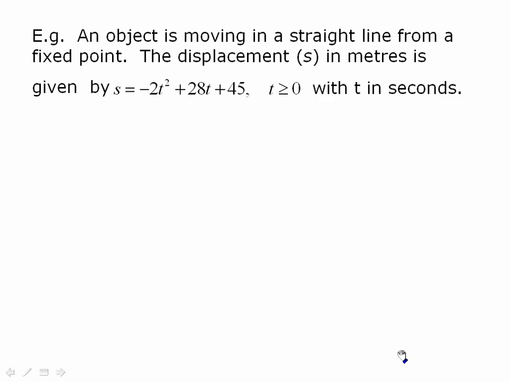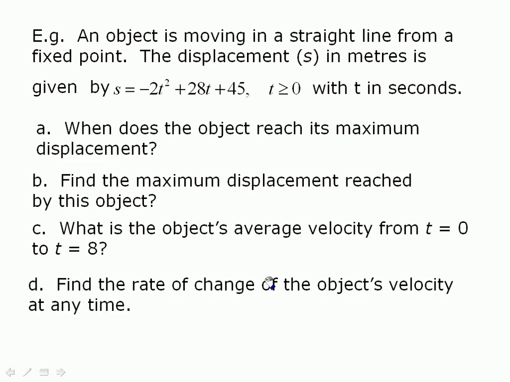But anyways, here we have an object moving in a straight line from a fixed point, and its displacement s in meters is given by that formula, for t greater than or equal to 0 with t in seconds. So it is just typical for this type of application. The clock starts at t equals 0. These are the four questions we want to ask. They're all simple because the math is simple, but it's about reading the question carefully and making sure you know exactly what's being asked for. It can be a bit of a problem.